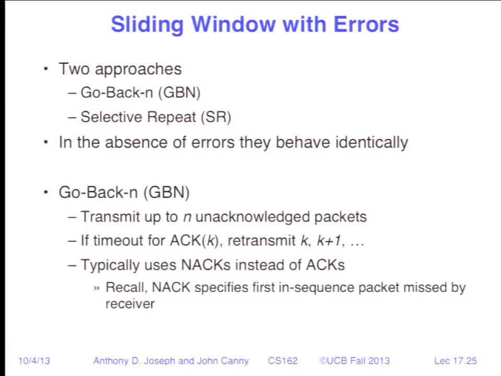With go back n, you're allowed to transmit your window. So your window size here is n. So you can transmit up to n unacknowledged packets. And then if you get a timeout for a particular packet, you don't get the acknowledgement for k, then you're going to retransmit packet k plus 1, all the way up to the end of your window. Now, typically this will use a NAK-based approach instead of an ACK. So the receiver will send back a NAK, I didn't receive packet k, and then you just retransmit k, k plus 1, and so on. The NAK tells you the first packet that you didn't receive in sequence.